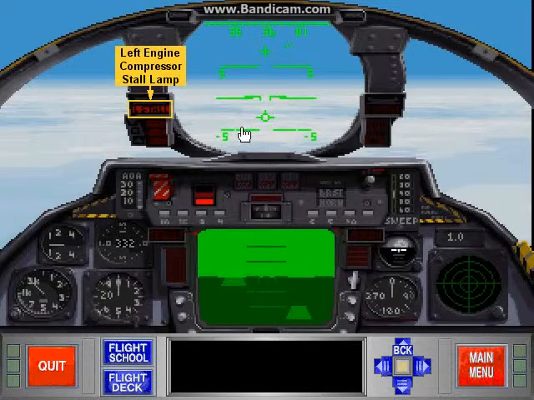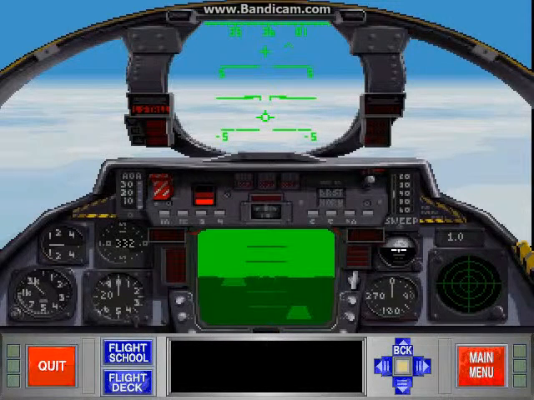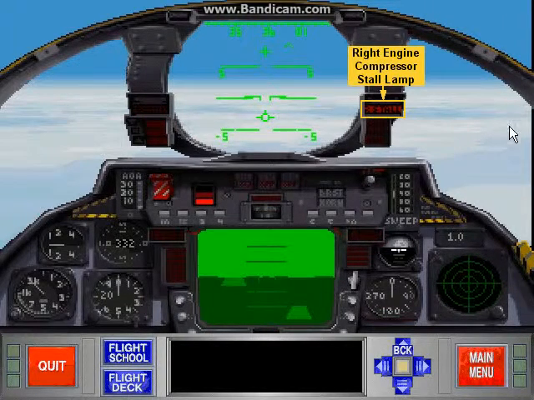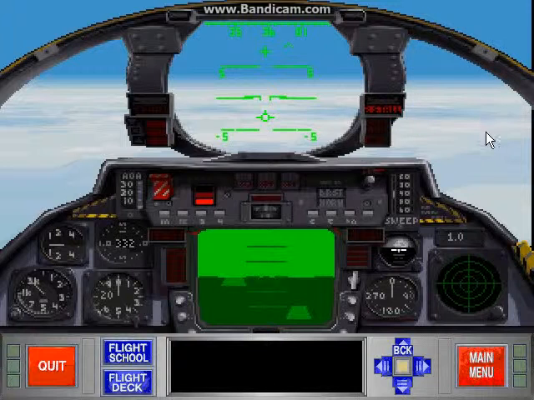The left engine compressor stall lamp is lit if your portside engine has suffered a compressor stall due to random mechanical failure. The right engine compressor stall lamp is lit if your starboard engine has suffered a compressor stall due to random mechanical failure.